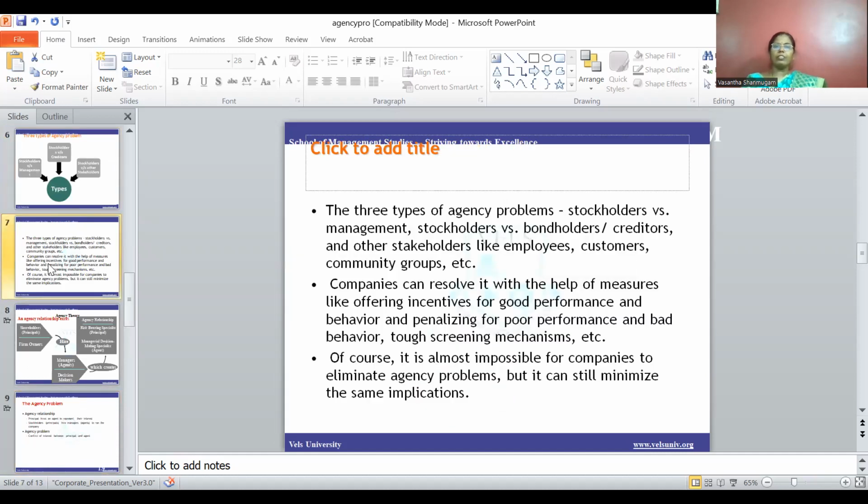Next. So here this conflict affects the functioning of an organization. The company can resolve it with the help of some measures like offering incentives for good performance and behavior, penalizing for poor performance and bad behavior, and tough screening and monitoring mechanisms. With the help of all these things, they can resolve or reduce the conflict between agent and principal, but it cannot be completely eliminated. So it is clearly given that it is almost impossible for companies to eliminate agency problem, but it can still minimize its implications.